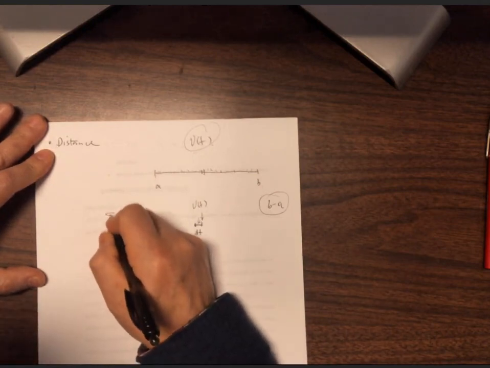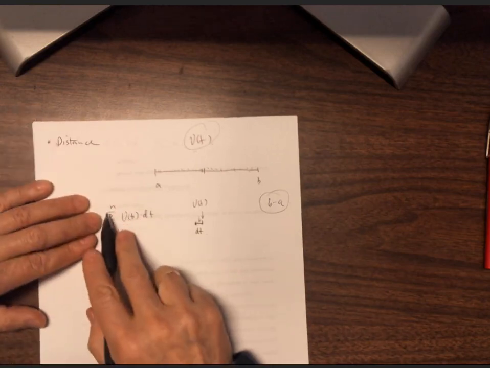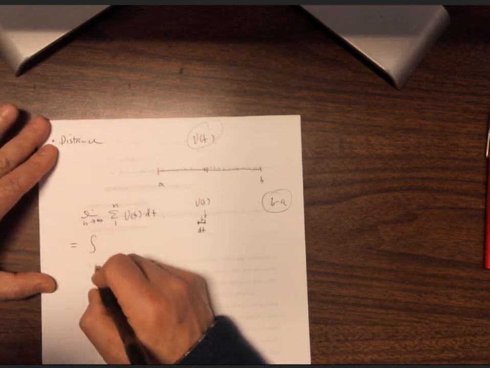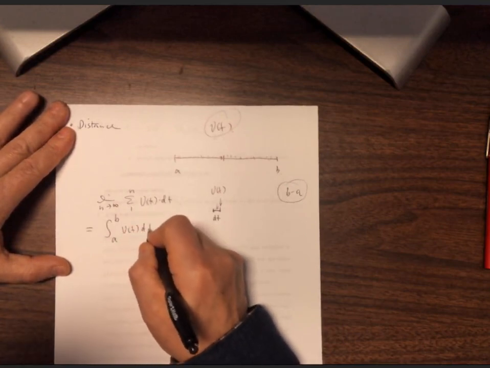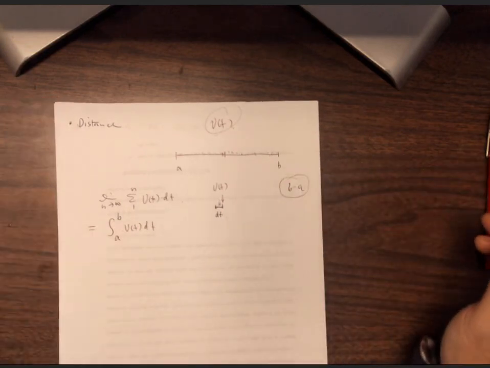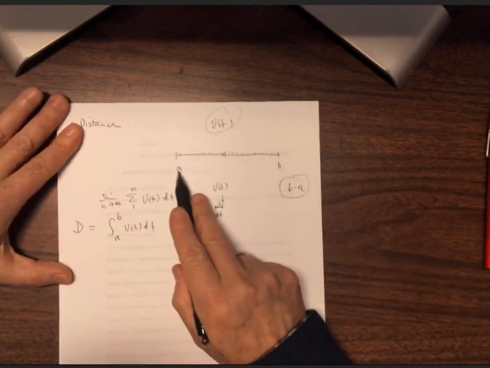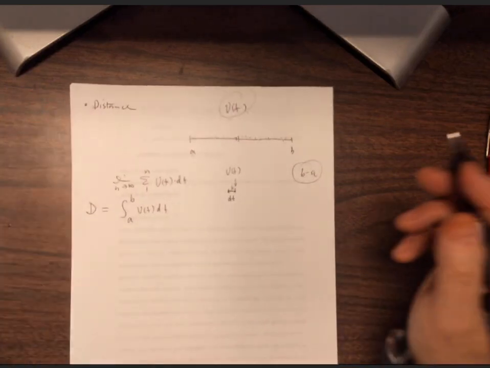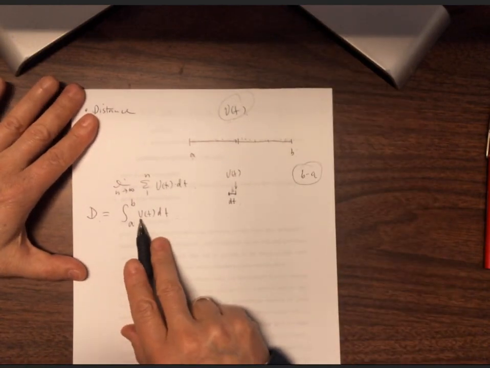Then we add 1 to n, we send n to infinity. This becomes a limit of a Riemann sum. Well, this is what we call a definite integral. So this definite integral would give us the total, let me not say total distance, let me just say distance traveled from time A to time B. Alright. This definite integral would represent the distance.